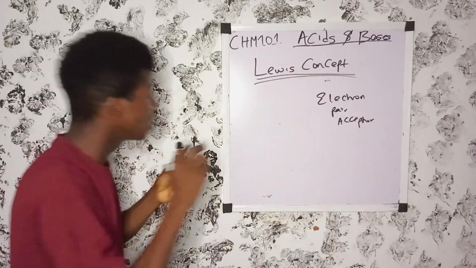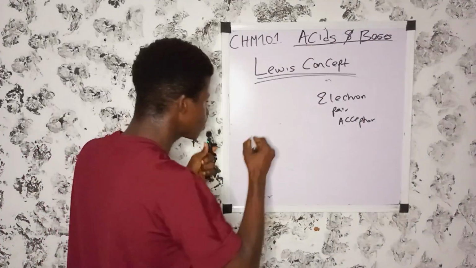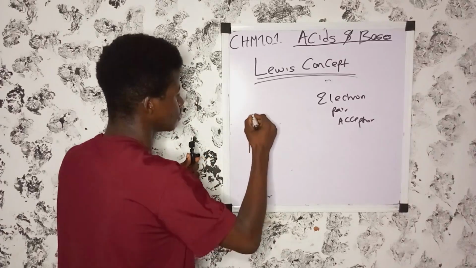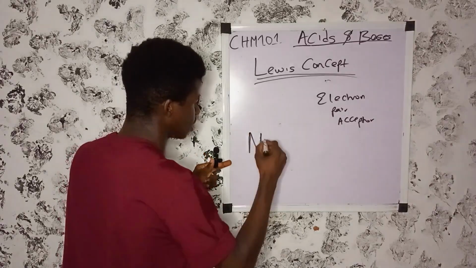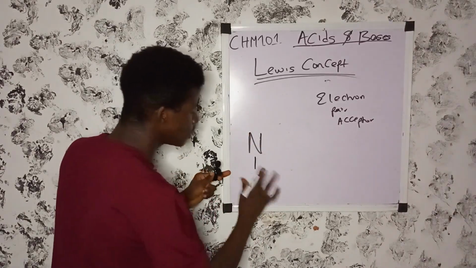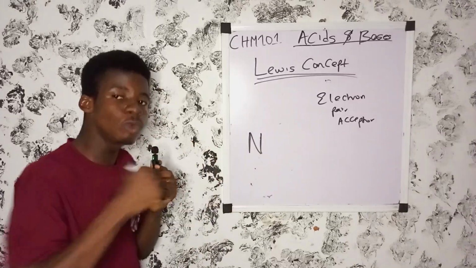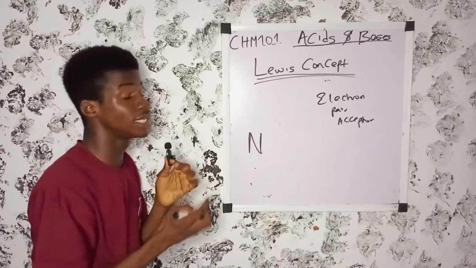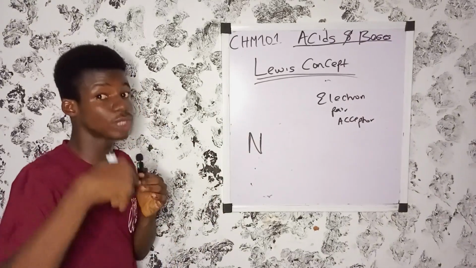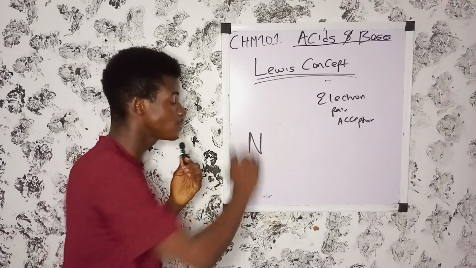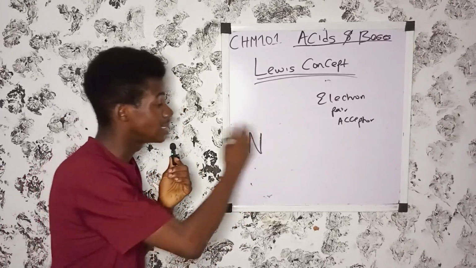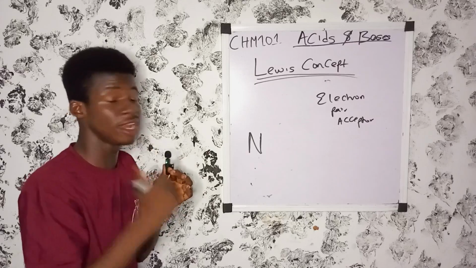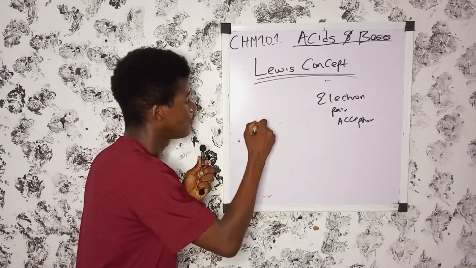Now let's do something. This is nitrogen. According to the Lewis dot structure, the symbol of an element represents the nucleus and the innermost electrons of that element, and surrounding the symbol are the valence electrons. Nitrogen has 5 valence electrons, so 1, 2, 3, 4, 5.